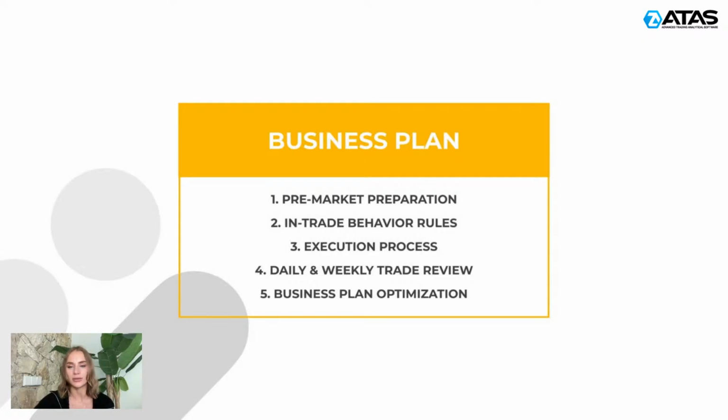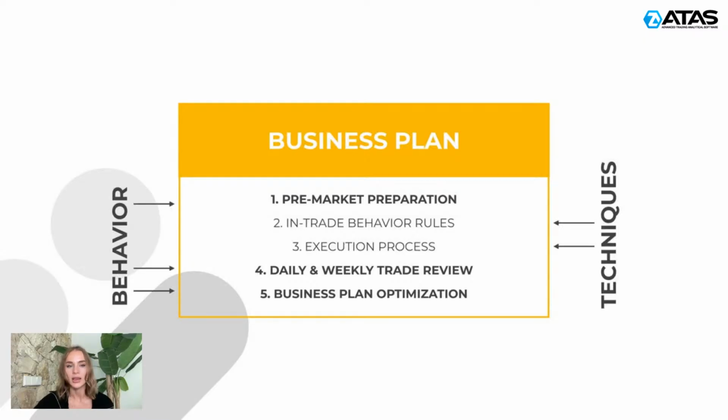Which of those 5 are the behavioral aspect and which are the technique kind of aspect? The first, the fourth, and the fifth, which is pre-market preparation, daily and weekly trade review, and business plan optimization, are the behavioral parts of the business plan. The second, then the third, so in-trade behavior rules and execution process, are the techniques. And we will talk first about behavioral aspect, and then we will cover techniques to create your powerful business plan.